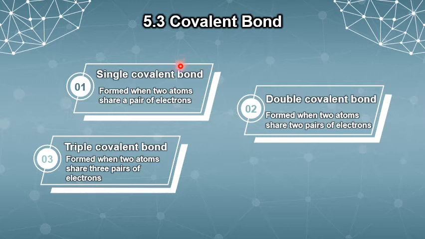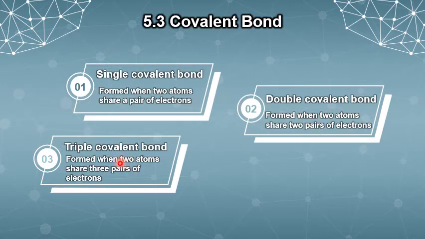Okay, so there are three types of covalent bond. The first one is single covalent bond. It is formed when two atoms share a pair of electrons. A pair means single. Number two, double covalent bond. It is formed when two atoms share two pairs of electrons. So one pair is single, so two pairs is double.